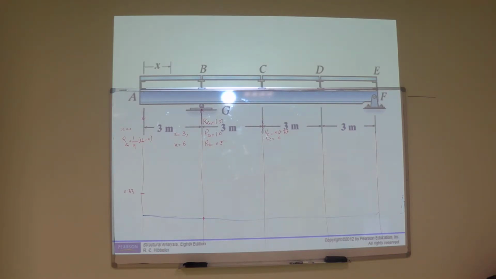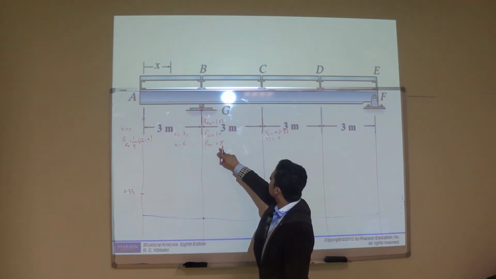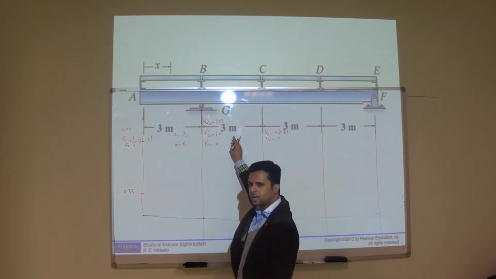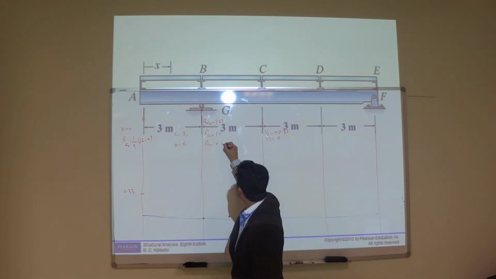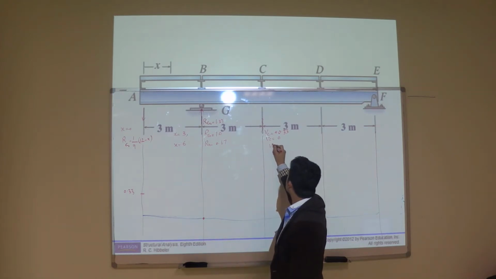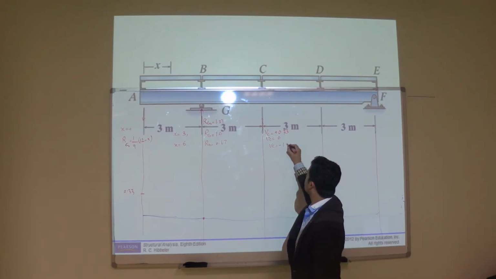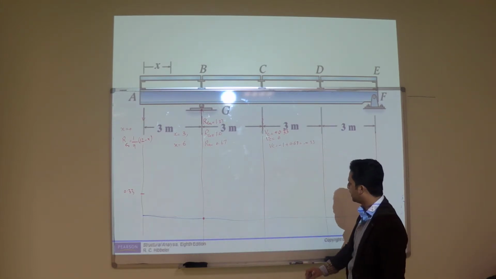Minus 0.33 when x is 6. So when x is 6, how much will be RG? Please check this. 6 over 9, which is 2 over 3, so 0.67. And how much will be VC? 1 minus 0.67, so here you have shear minus 0.33.